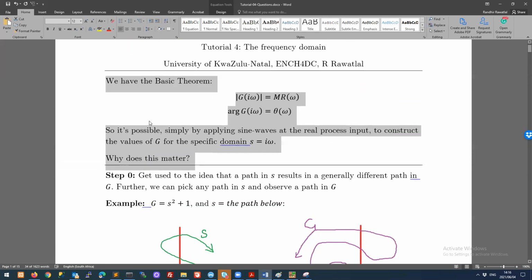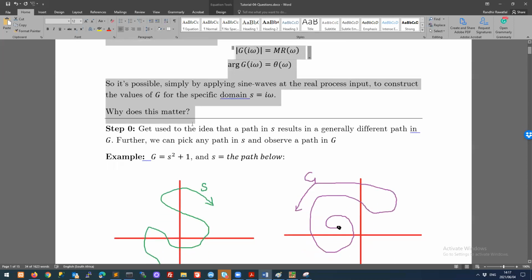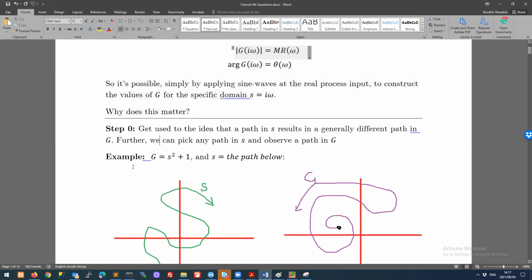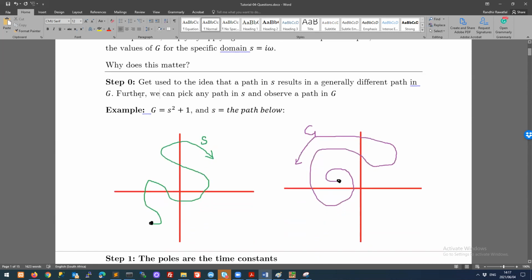I've broken it down into a number of steps. Well, the number is 4. I've broken it down into 4 steps. And so step 0, actually, it's 5 steps if you include step 0. Step 0 is just, are you comfortable with working with the complex plane?